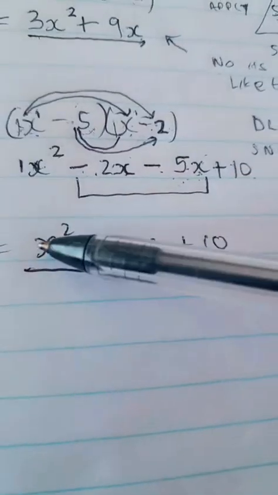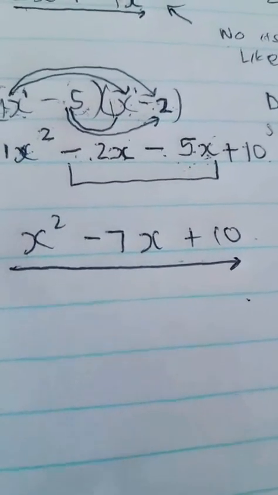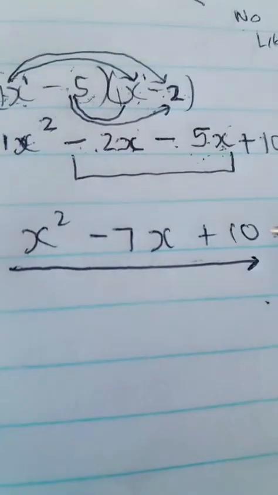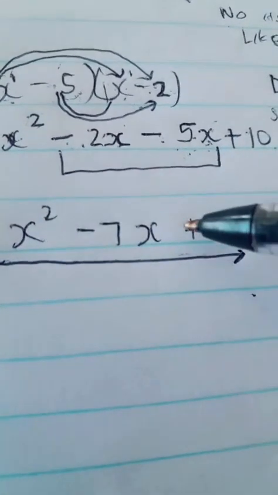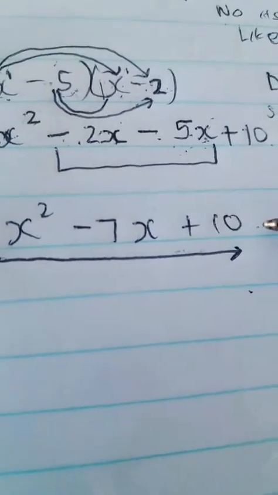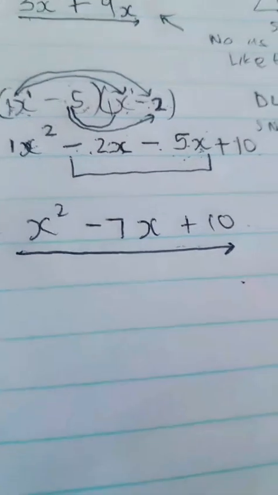Why? Because x squared, 7x, and 10 are not like terms. Their variables are not the same. This x has an exponent 2, this x has an exponent 1, and this is a constant term. So you cannot add these three. You leave it as it is.